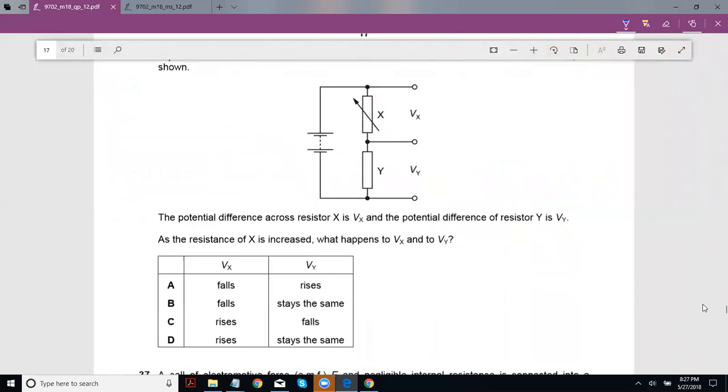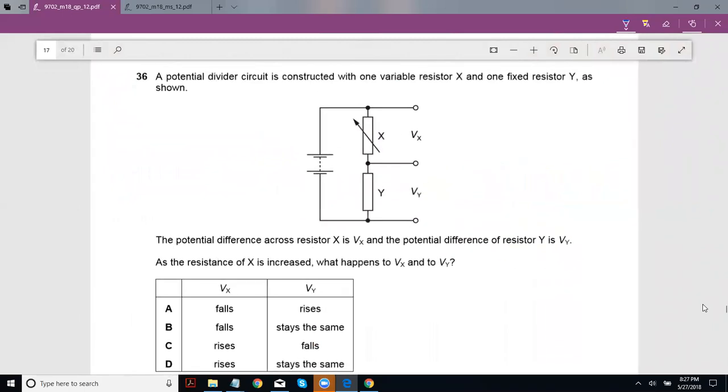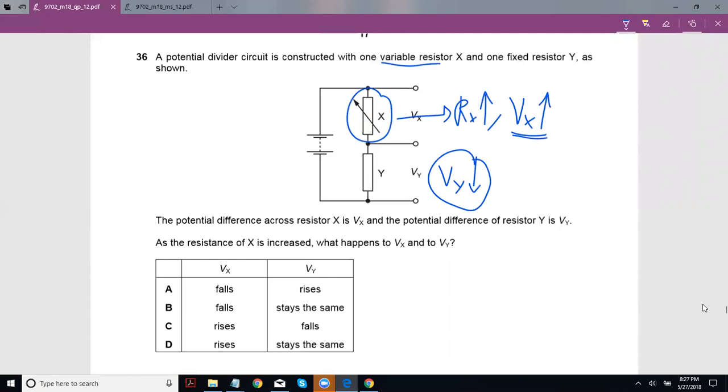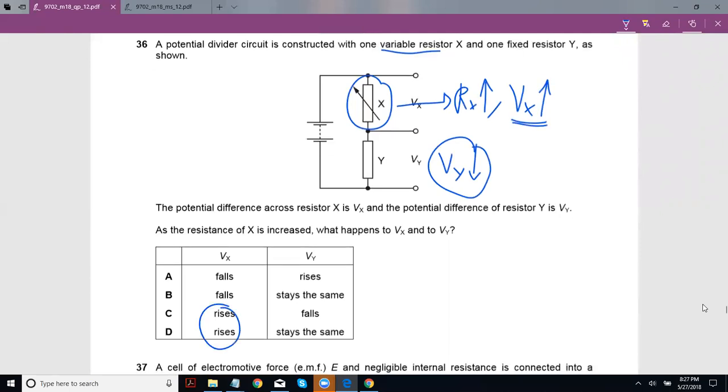36. A potential divider circuit is constructed with one variable resistor X and one fixed resistor Y as shown. The potential difference across X is Vx and across Y is Vy. As the resistance of X is increased, what happens to Vx and Vy? That should be pretty straightforward. If the resistance of X increases, the Vx should also increase. And if there's a greater proportion of your voltage going to X, there'll be less left behind for Y, leading to a decrease in Vy. So it rises.